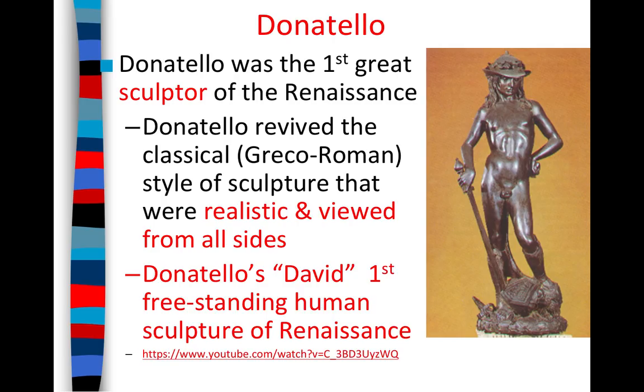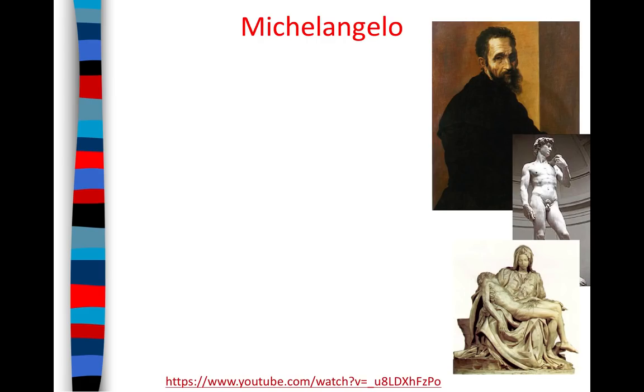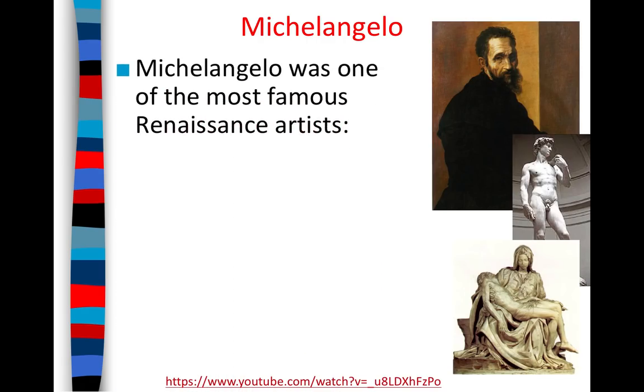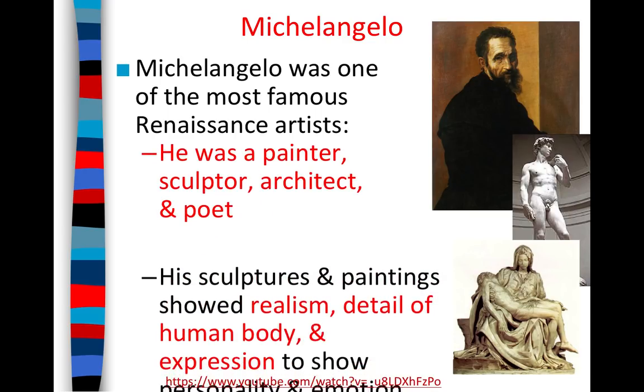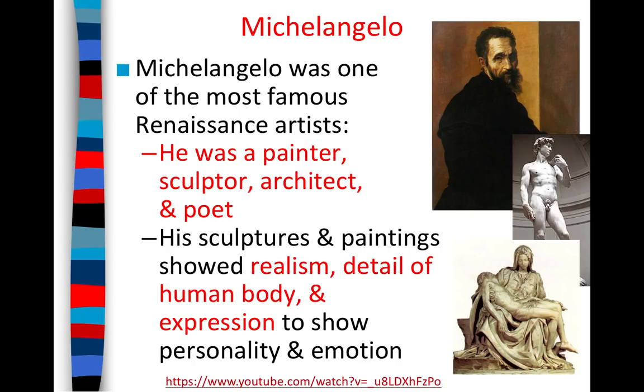Okay, so Donatello, the first great sculptor of the Renaissance. Let's talk about Michelangelo. He was one of the most famous Renaissance artists. He was a painter, sculptor, architect, and poet. His sculptures and paintings showed realism, detail of the human body, and expression to show personality and emotion. So he used a realistic style when depicting the human body. He also made sculpture more realistic by carving natural postures and expression that revealed personality.